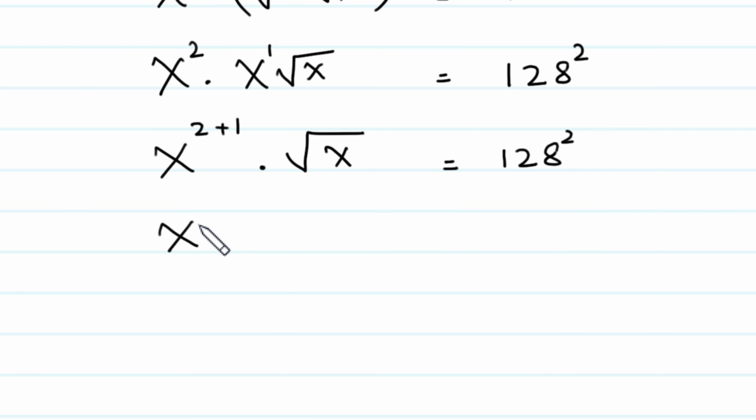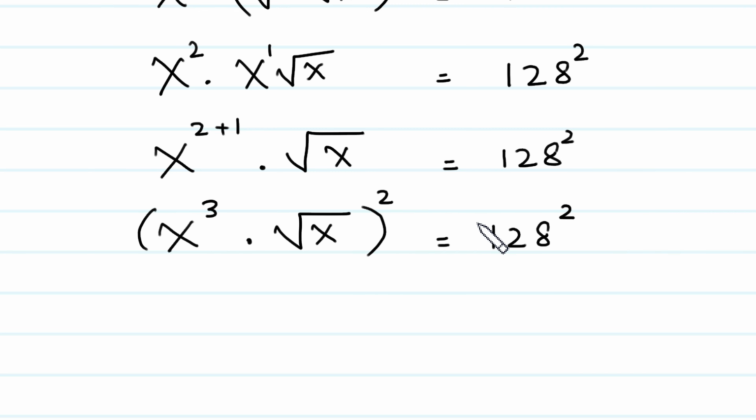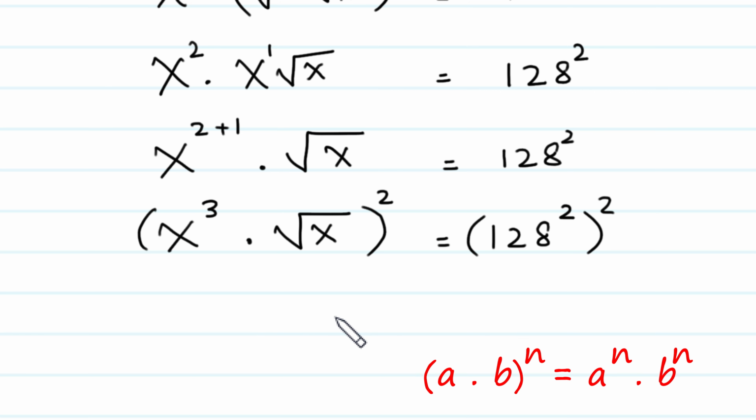Next, x to the power 2 plus 1, 3, times square root of x is equal to 128 to the power 2. Next, we take square on both sides again. At left side square and at right side square. Again here apply the rule of exponents that (a times b) whole power n is equal to a to the power n times b to the power n.